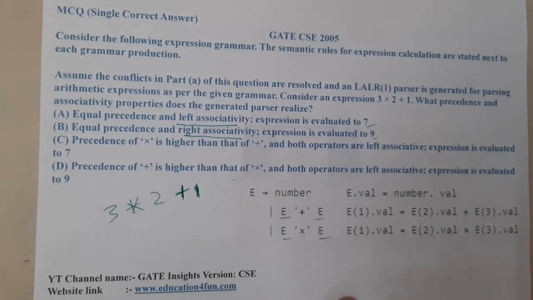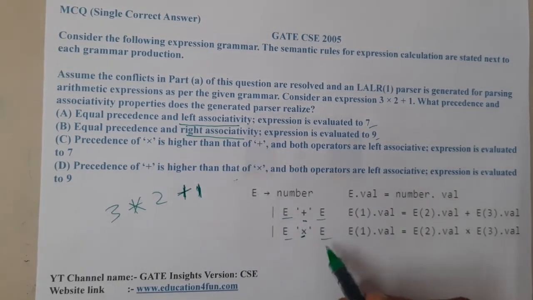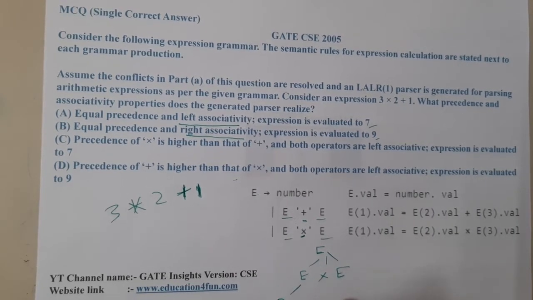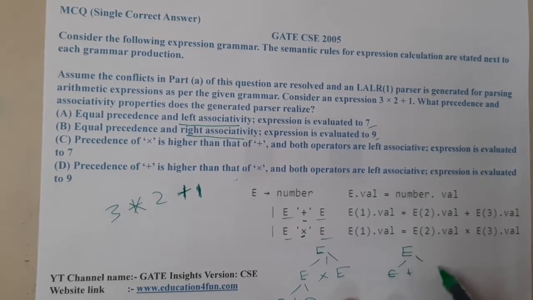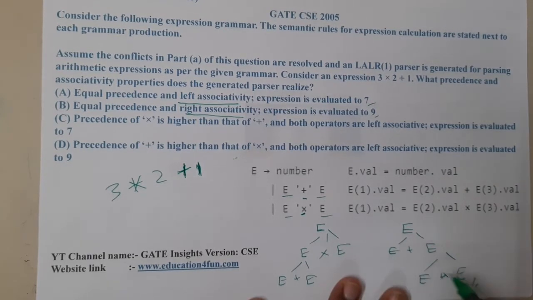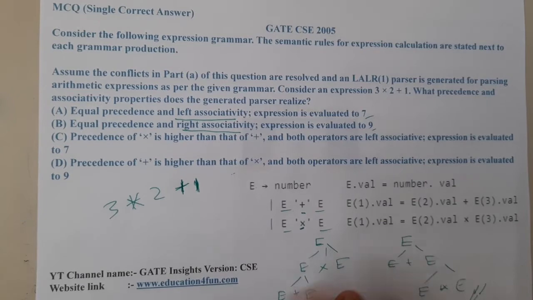To be clear here, plus and into are at the same level, right? So from E, if I want, I can generate into first, then I can generate a plus. And if I want the reverse way, first I can generate a plus and then I can generate an into. So based on my requirement I can do either, and that is the reason why this thing is so easy. Both of them are at the same precedence.